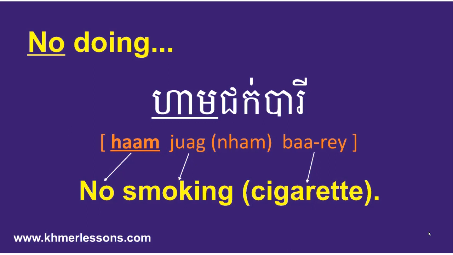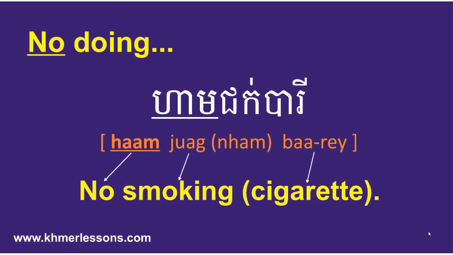So this sentence again, I can say ham nyam barai. I mean, no eating cigarette. You see, we use ham, we don't use kom anymore. But we say ham chuok or ham nyam barai. Barai is cigarette.